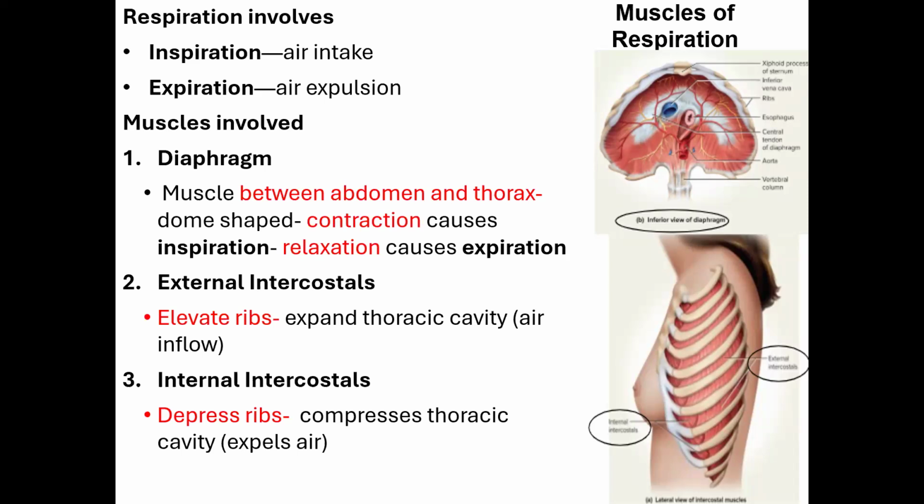So external intercostal causes inflow of air, which is called inspiration. And external intercostal will elevate the ribs, and that will expand the thoracic cavity, and that will cause inspiration. Internal intercostal acts in the opposite way. It causes expiration.